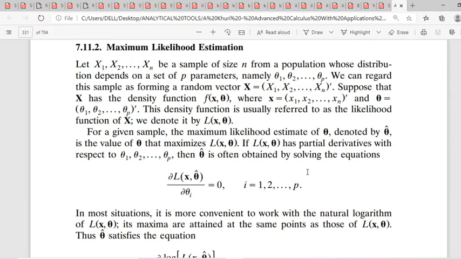some joint density function f(x, theta). X is a vector, theta is a vector. X is an n-dimensional vector, theta is a p-dimensional vector. The density function is usually referred to as the likelihood function of x, denoted by L(x, theta). When we call it the joint density function, we are assuming that x is a random variable and theta is fixed. We will call the same function the likelihood function when we consider x is fixed and theta is a random variable.